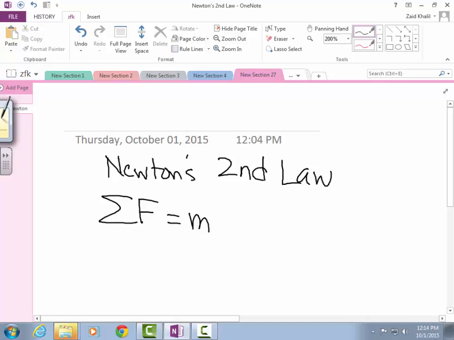I have to be a little careful, because what does this mean? This is basically an operational definition of net force. Someone wanted to know, what is this vector net force? It is the mass times the acceleration of a body.